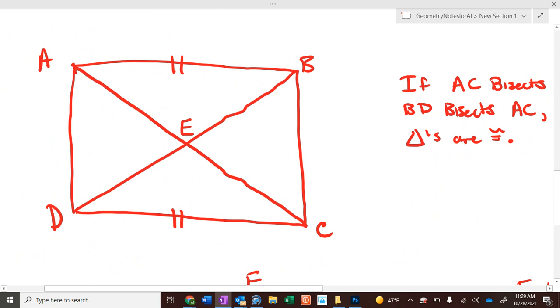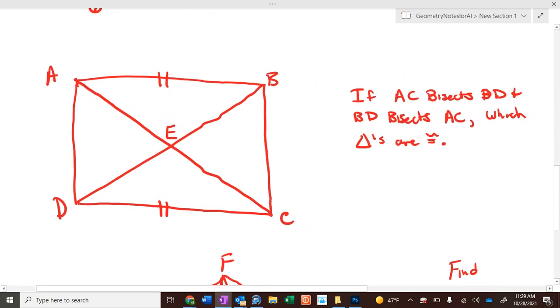All right. If BD bisects AC, and if AC bisects BD, what do we know? Well, when you bisect something, you split it in half. So if AC bisects BD, we cut it in half, that makes this congruent to this. What if BD bisects AC? Then AE equals EC.